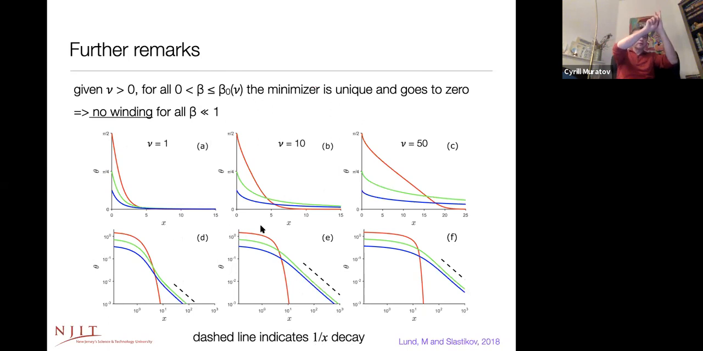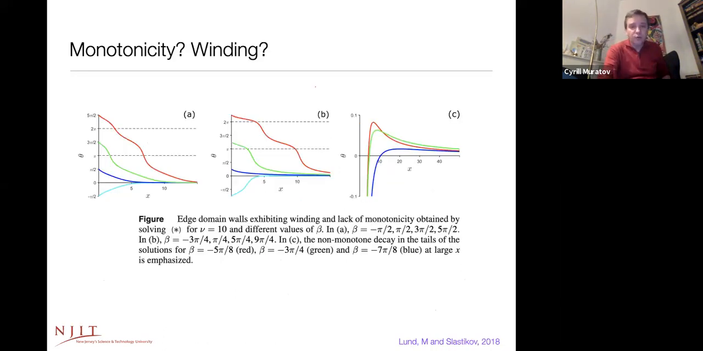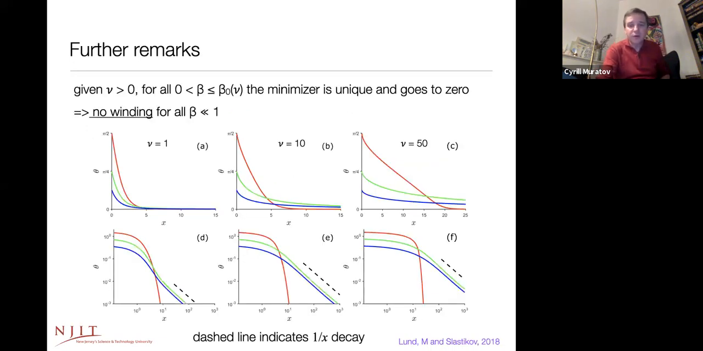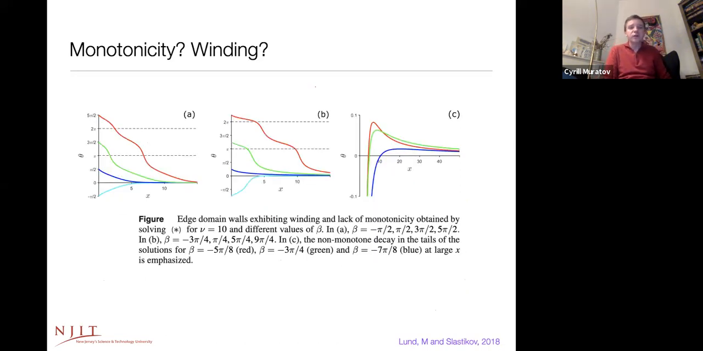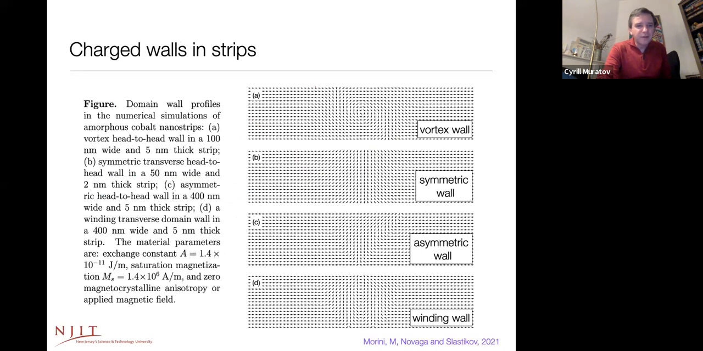So if the wall is like this, we see that the solutions are monotone and there is uniqueness for small enough beta. What about more generally? Again, a word of caution: numerically we also find many other solutions which do exhibit winding, and in particular solutions that are not monotone and show an overshoot. I'm more or less out of time, but if you give me 3 more minutes, I will finish. Okay, thanks.